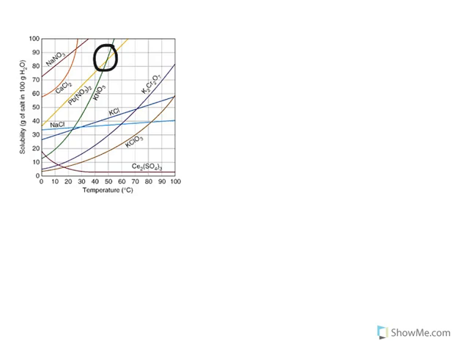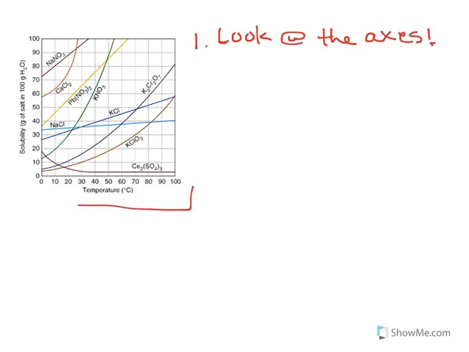All right? So these graphs, we use them a lot for all sorts of different things, and they look very, very messy, but they're actually not too bad if you know a few very simple things. So first of all, the first thing you should always do is look at the axes. Okay, first of all, the x-axis is in temperature, okay?